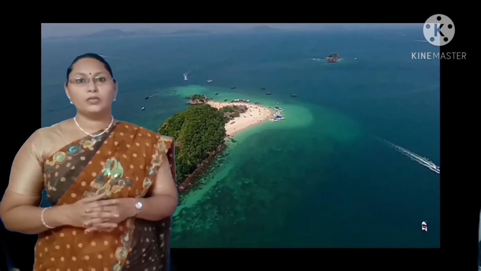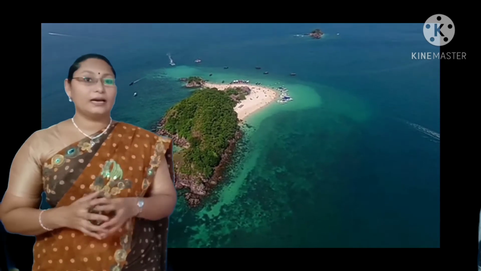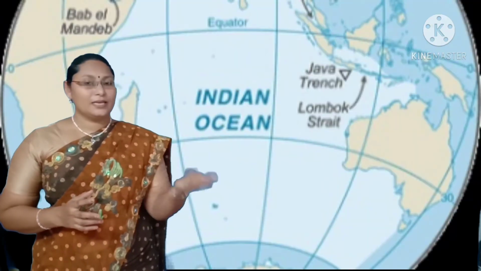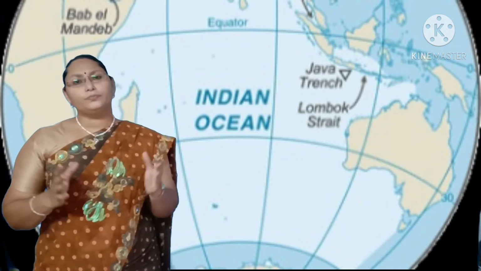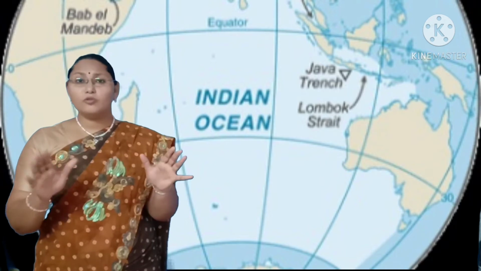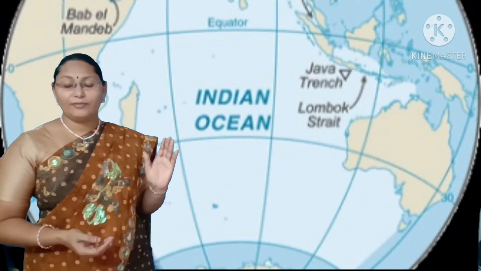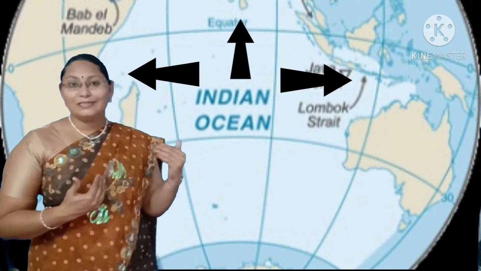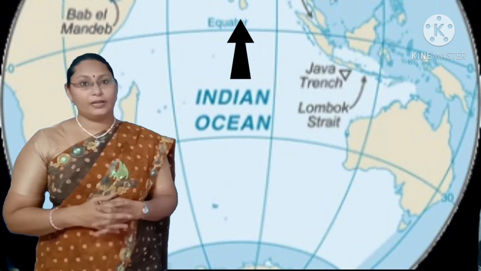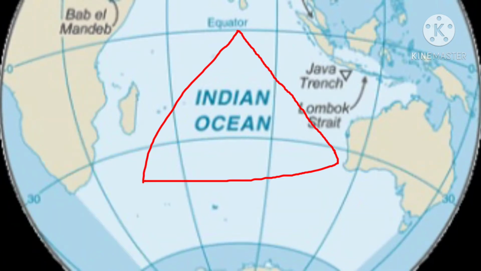The next ocean is the Indian Ocean. The Indian Ocean is the only ocean named after a country, absolutely our country, India. This Indian Ocean is almost in the shape of a triangle. To the north of the Indian Ocean we have Asia, to the west we have Africa, and to the east we have Australia. So the shape of the Indian Ocean almost resembles a triangle.